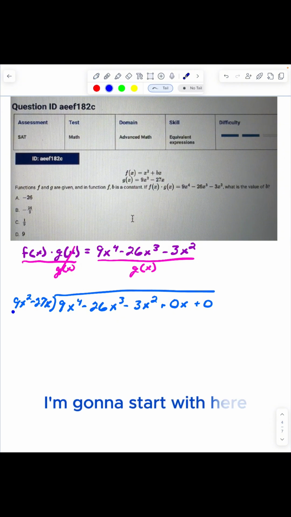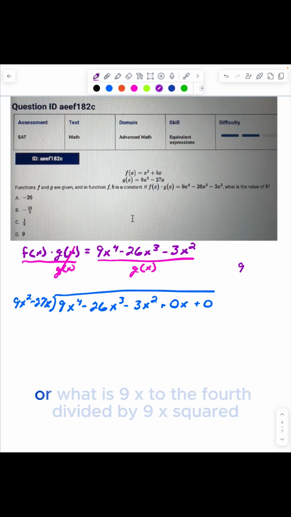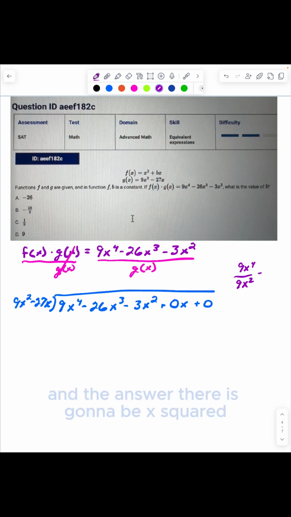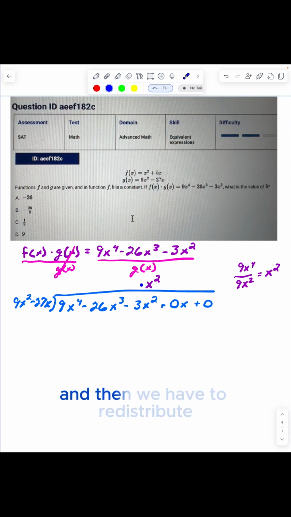And to start with here, we have to ask ourselves, how many times does 9x squared go into 9x to the fourth? Or what is 9x to the fourth divided by 9x squared? And the answer there is going to be x squared. So we're going to write that solution right here. And then we have to redistribute.